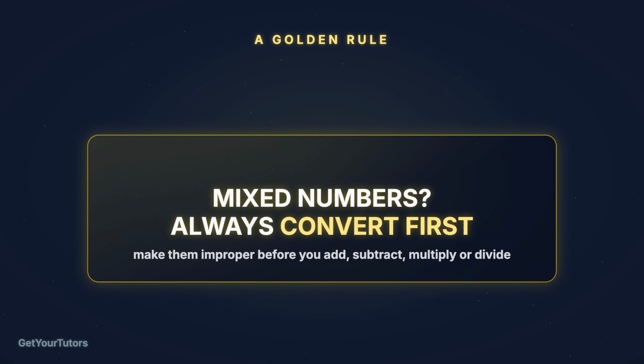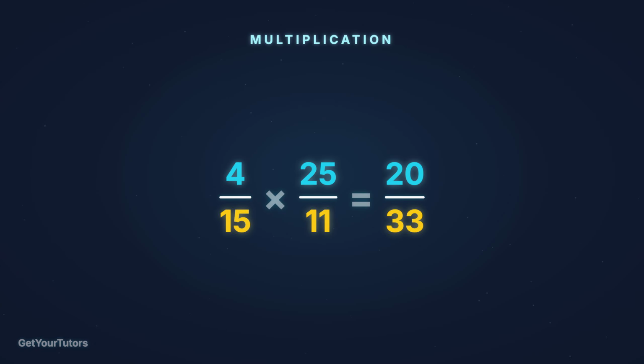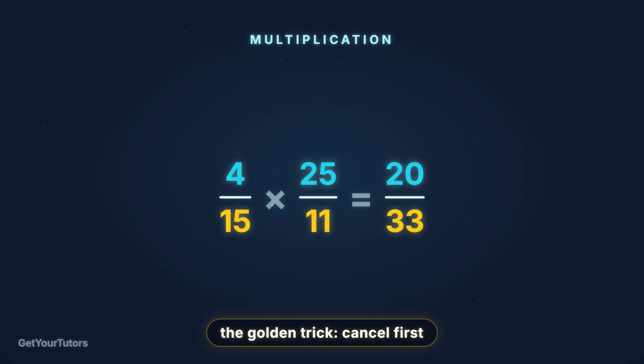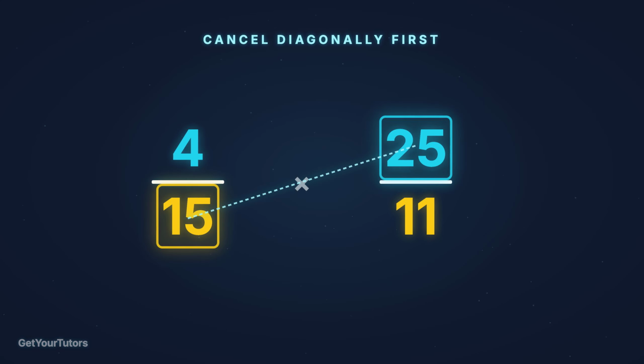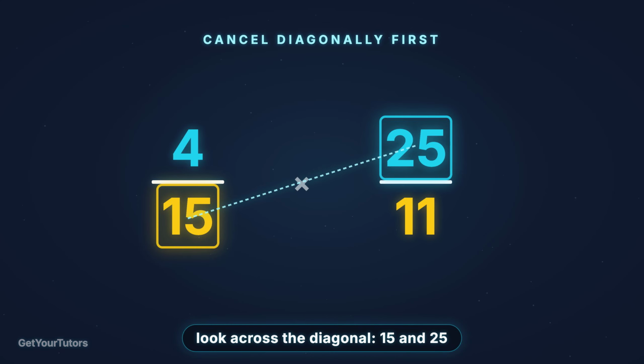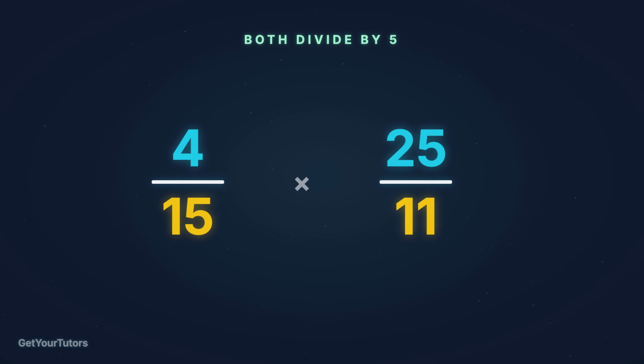If the addition or subtraction involves mixed numbers, you must completely convert them into improper fractions first before doing any math. Now, let us multiply fractions. Show that 4 over 15 multiplied by 25 over 11 equals 20 over 33. The golden examiner trick is to cancel common factors before multiplying. Look closely across the diagonals at 15 and 25. Both numbers divide perfectly by 5. 15 becomes exactly 3. 25 becomes exactly 5. Cross them out on your screen.